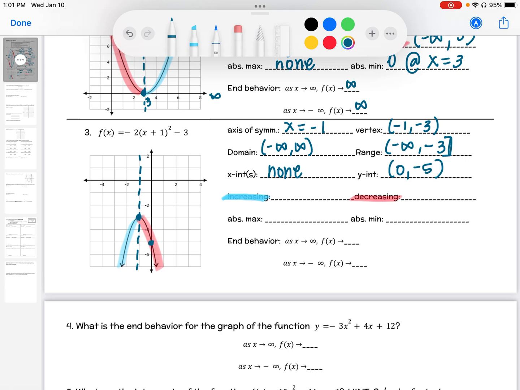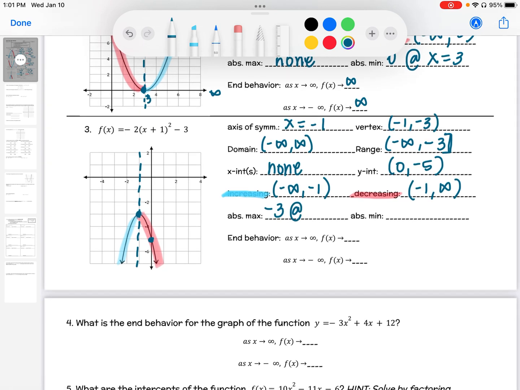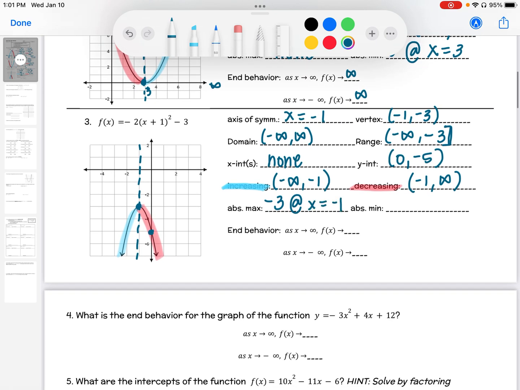Increasing is going to be the left half of our graph this time, so from -infinity to the x value of our vertex, which is -1, and then the other half is decreasing. This time we have an absolute maximum, so we'll have a maximum of -3 at x equals -1. Absolute minimum is none. And then end behavior. Both of our ends are going down, so they're both going to -infinity.